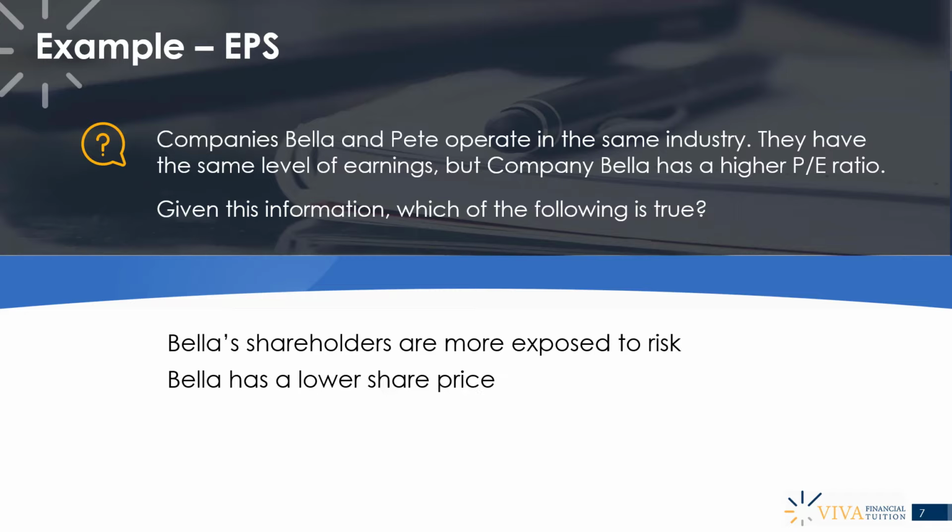Next, Bella has a lower share price. So if these two companies have got the same earnings, but Bella has a higher PE ratio, when we take earnings and times it by the PE ratio to get to the share price, that will mean that Bella has a higher share price. So that's definitely not correct.